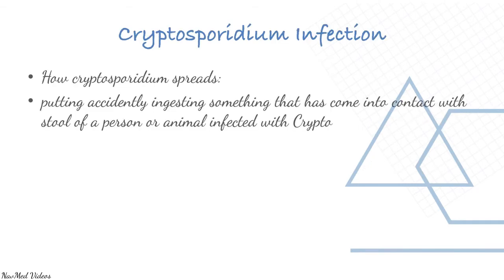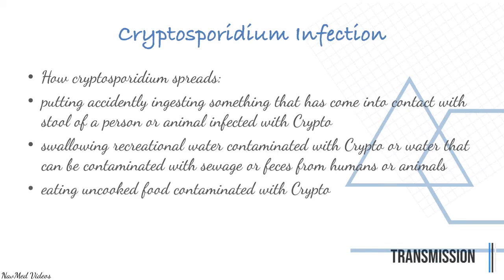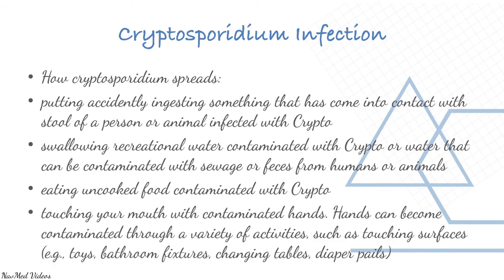How does Cryptosporidium spread? By accidentally ingesting something that has come into contact with the stool of a person or animal infected with crypto. Swallowing recreational water contaminated with crypto, or water that can be contaminated with sewage or feces from humans or animals. Eating uncooked food contaminated with crypto. Touching your mouth with contaminated hands. Hands can become contaminated through a variety of activities such as touching surfaces. Exposure to human feces through sexual contact.